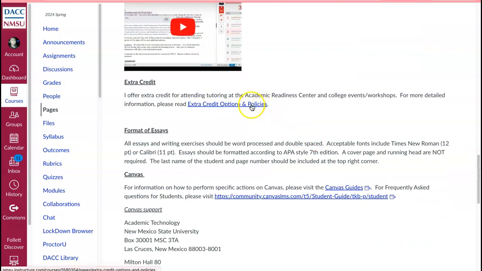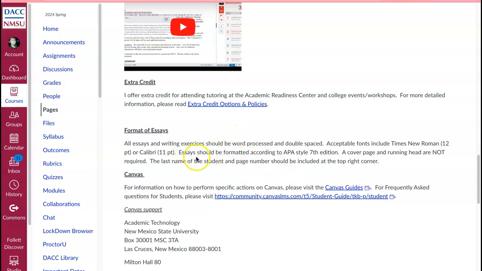I do offer extra credit, but I offer extra credit for attending events and workshops. So whenever an event or workshop comes up, I will let you know. Other than that, I do have an extra credit assignment that's worth 10 points, but I don't offer any other work for extra credit. It's mostly going to be events and workshops that count for extra credit.